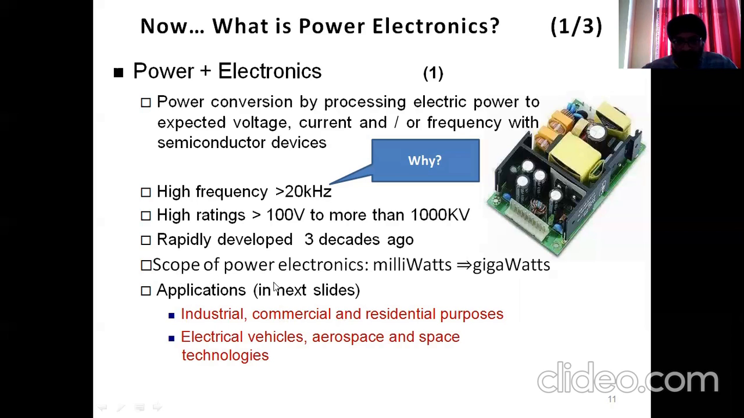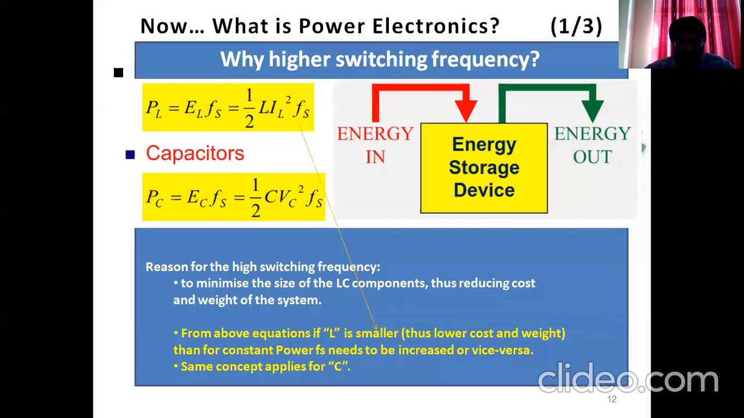Now, what is the scope of power electronics in terms of power? From milliwatts to gigawatts. Milliwatts in the sense that if this power electronic circuit is being used in, let's say, an integrated circuit or an application like mobile handsets, we are talking about power ratings of milliwatts. And if the power electronic circuits are being used in bigger, larger grids, we can talk about megawatts or gigawatts. Applications we'll be talking about in later slides.